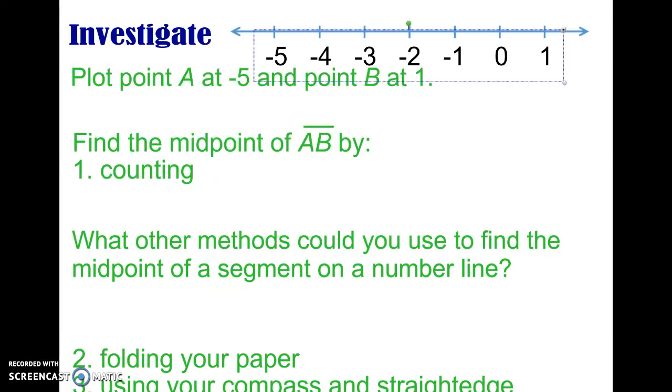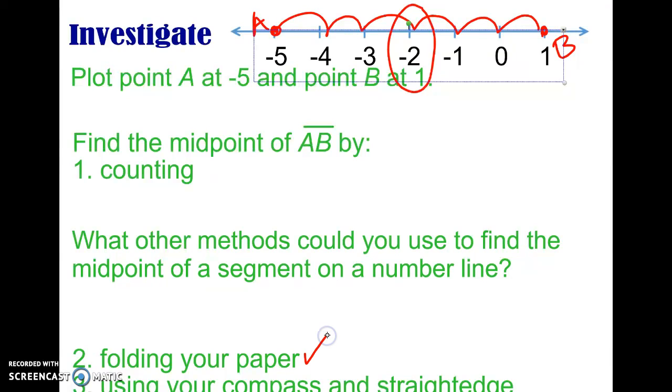So we can do our midpoint by counting. If I have point A here and point B here, I can do the counting method. 1, 2, 3, 4, 5, 6 jumps. So half of that would be 3. So here's my bisector. I'm sorry, here's my midpoint.